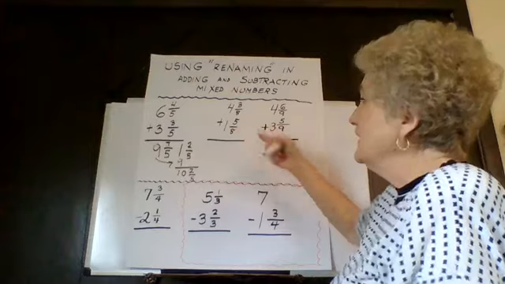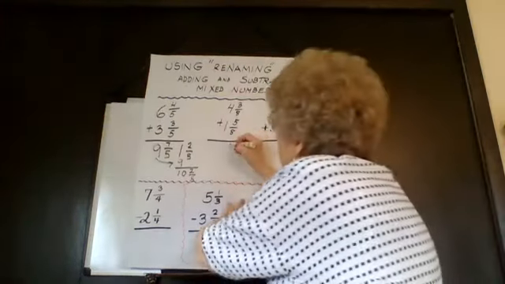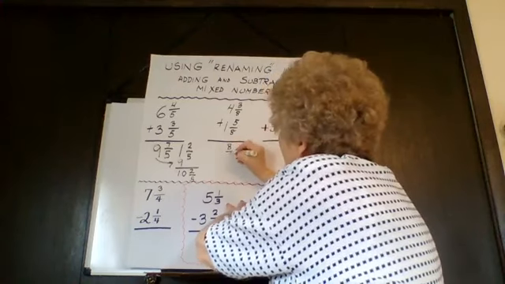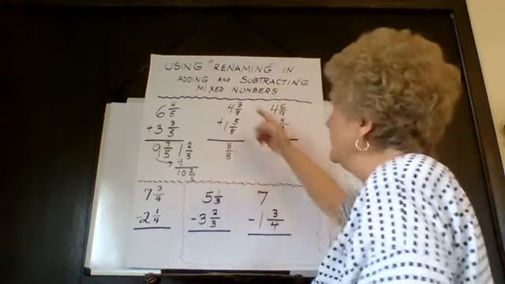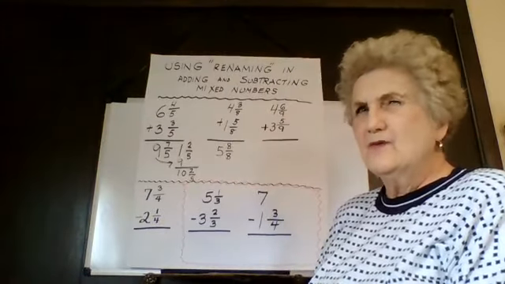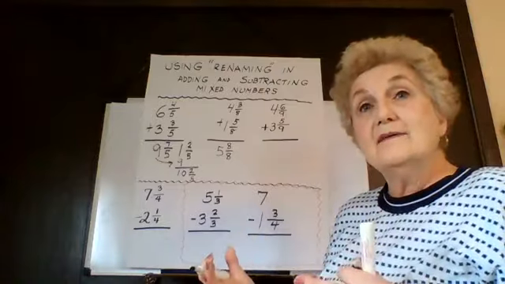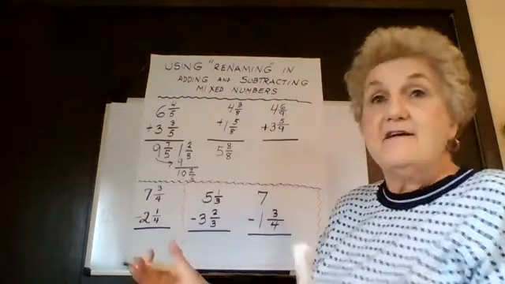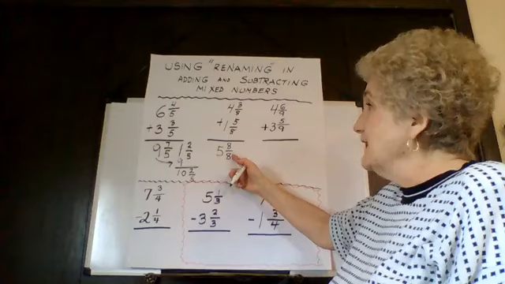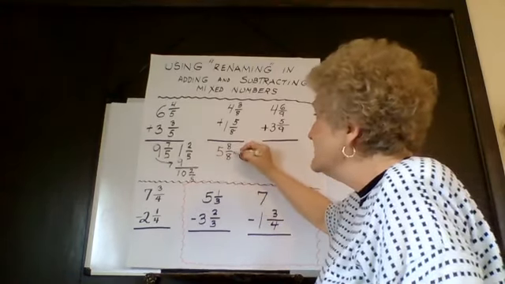Okay, let's try this one. 4 3/8 and 1 5/8. Our denominators are the same, so I'm good to go. 5 plus 3 is 8 over 8. Don't mess with the denominator. 4 plus 1 is 5. Now, what do we do in this case? Something looks wrong there, doesn't it? It's not done. It's not simplified yet. Because we know 8/8, 7/7, 6/6, 5/5, that's a whole in itself, isn't it? And 5 and a whole would equal 6.